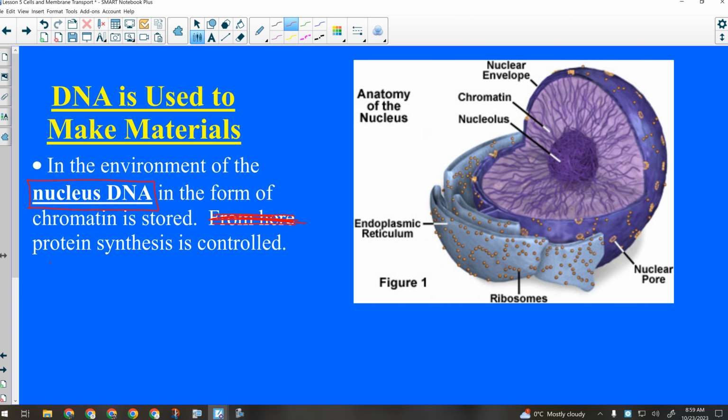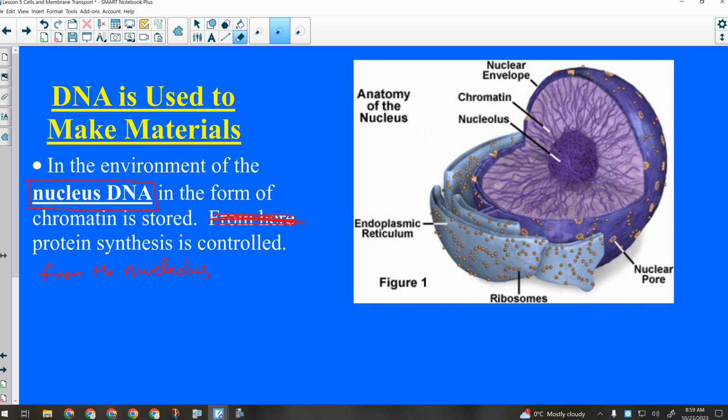I guess red's the best color for that. It's controlled from the nucleolus. Why did I put a U in there? Hang on, I made a spelling mistake here. I think that was supposed to be an L, and then I made two L's. Nucleus. There. Nucleolus. There we go. So protein synthesis is controlled from the nucleolus. DNA is stored in the nucleus.